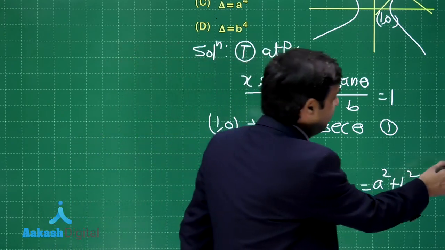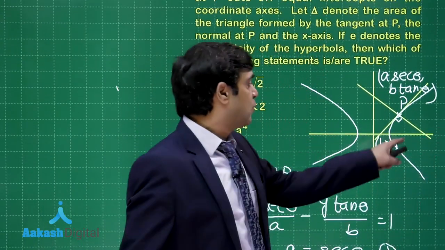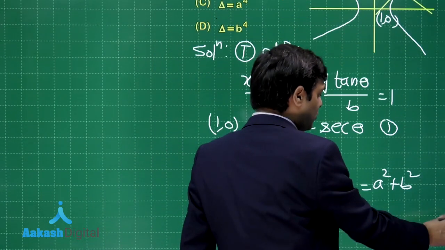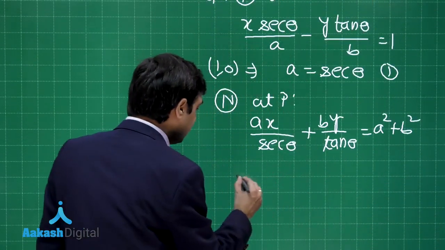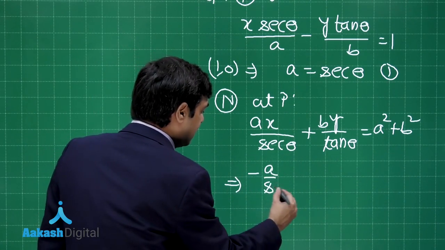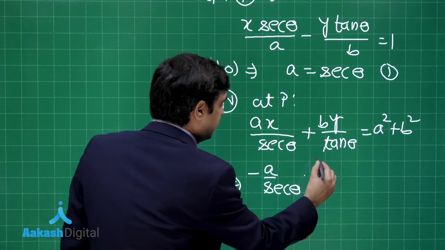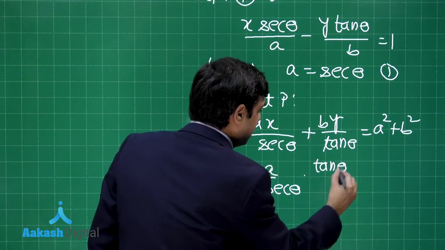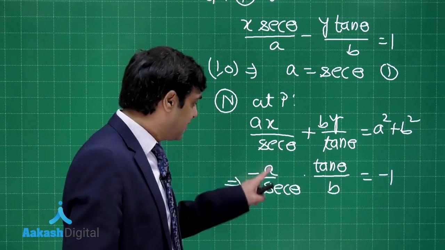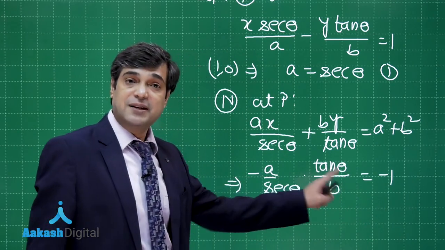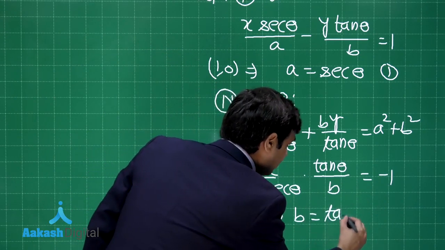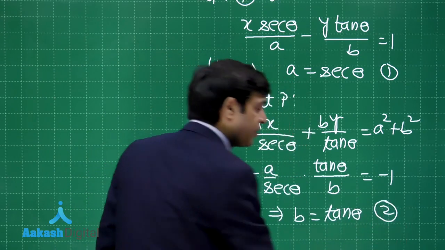Obviously, from the figure we can understand that when cutting equal intercepts, the slope of the normal is -1. So equate the slope of the normal obtained from here with -1. We can see here it is minus a by sec theta into tan theta by b. This is -1. Since a is sec theta, so these two terms are cancelled. Minus is cancelled. We are getting b equals tan theta. This is another important result.